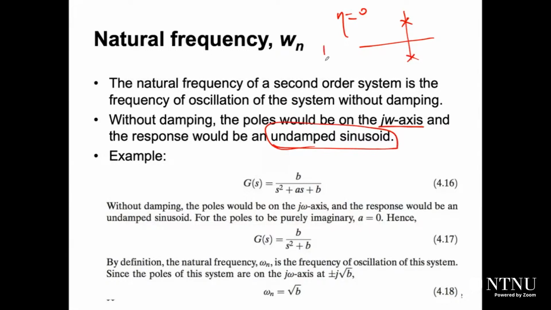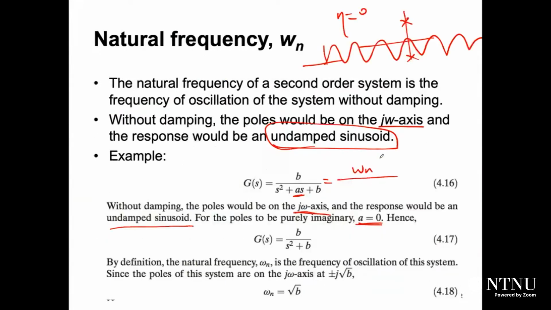The response of the system will be, as you saw, something like this, right? We have here an example: P divided by s squared plus A s plus P. Without damping, the poles would be on the j omega axis, and the response would be an undamped sinusoid. For the poles to be purely imaginary, we need that A part to be 0, right? Because that part, in fact, is omega n.